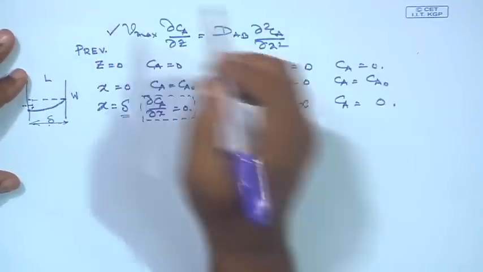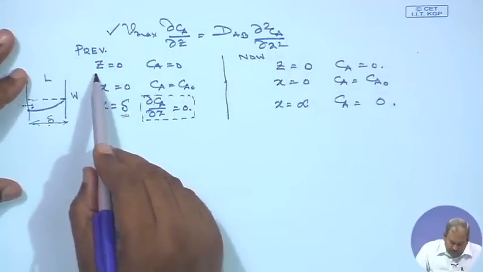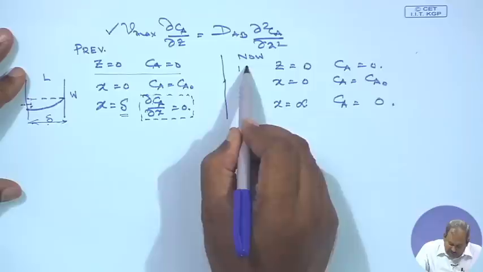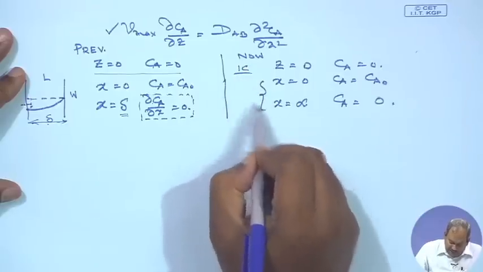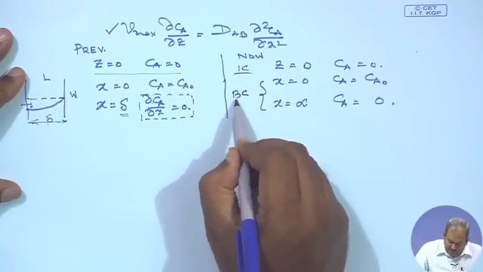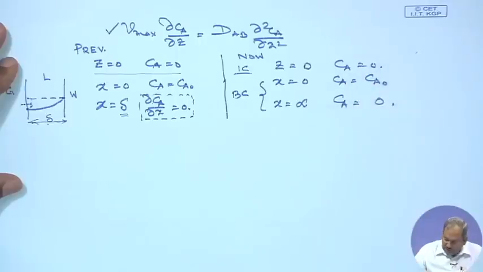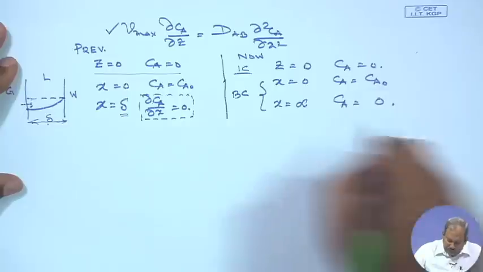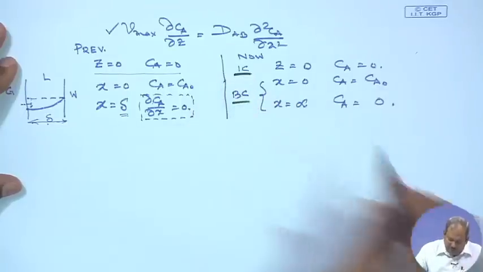So, in order to have some more mathematical handle on this equation, I would modify the condition, not as the impermeable wall, but that at x tends to infinity, Ca is equal to 0. So, if you look at this partial differential equation, this is now my IC, and these two are the boundary conditions. So, this is the initial condition, and these are the boundary conditions.